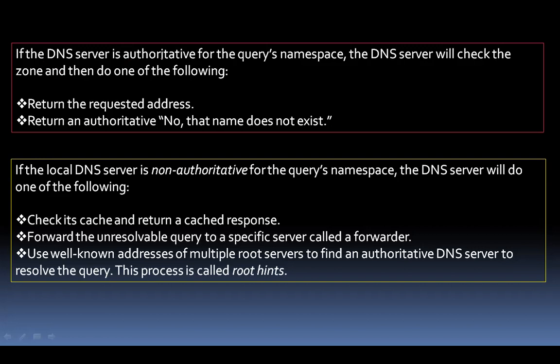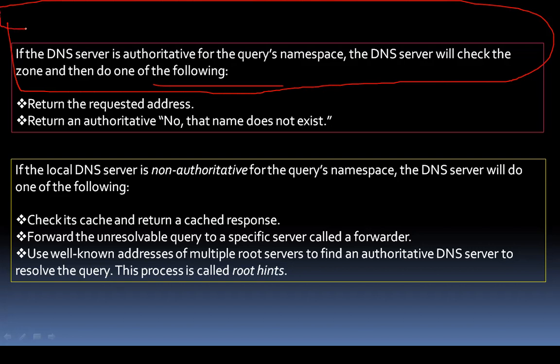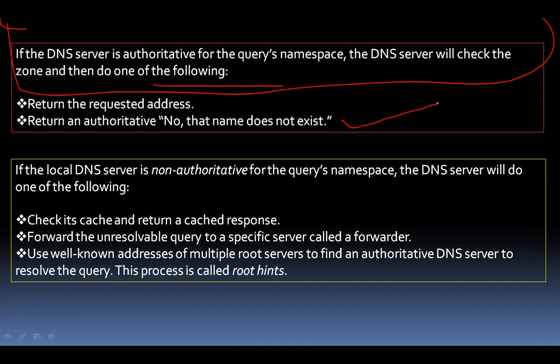If the DNS server is authoritative for the query namespace, the DNS server will check the zone and then do one of the following. When it is authoritative, to answer that query it will return the requested address or return an authoritative "no, that name does not exist." This is the first function when it is authoritative.